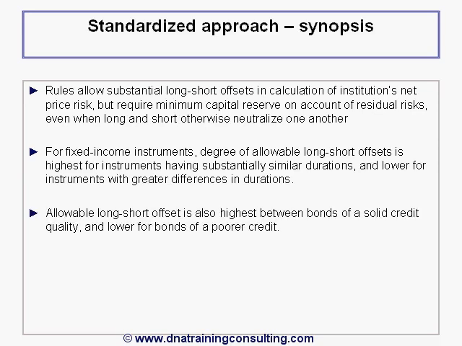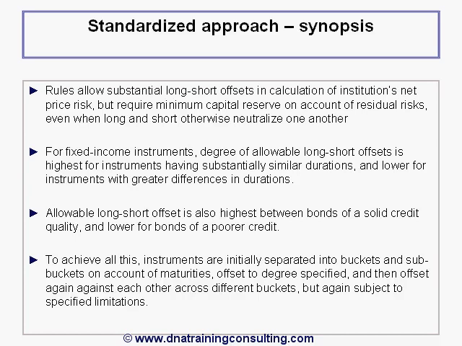It is also highest between bonds of a solid credit quality and lower for bonds of a poorer credit. To achieve all this, instruments are initially separated into buckets and sub-buckets on account of their maturities, offset to the degree specified under the rules, and then offset again against each other across the different buckets but again subject to specified limitations.